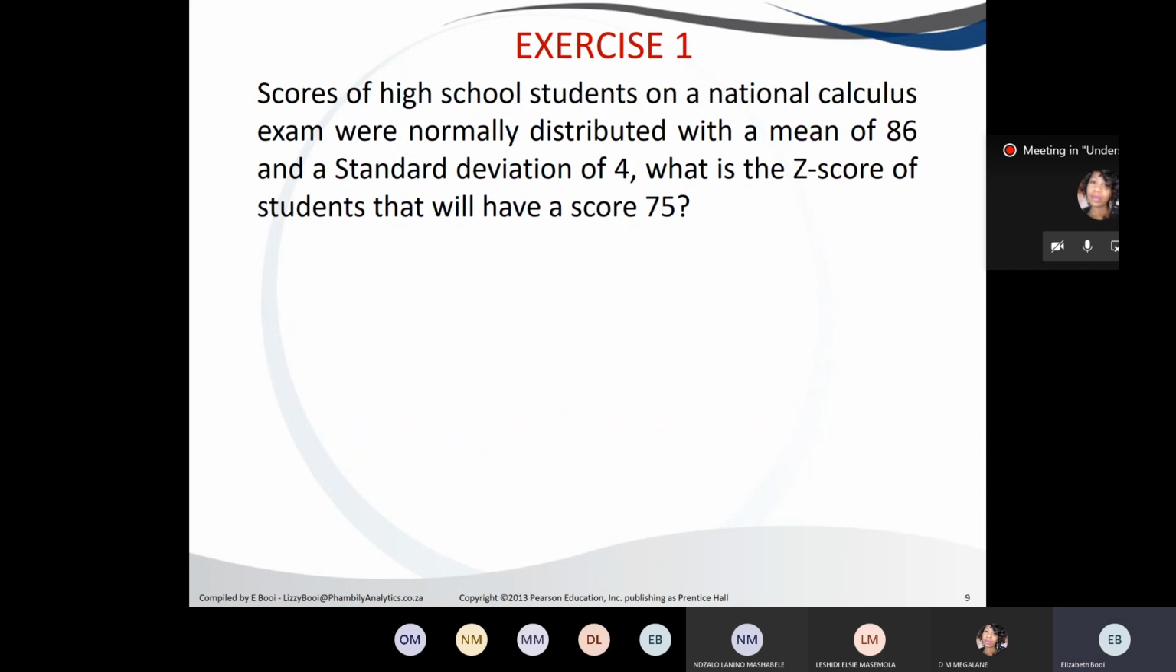I was going to ask you to do this exercise, but we're going to do it together. Scores of high school students on a national calculus exam were normally distributed with the mean of 86 and the standard deviation of 4. What is the z-score of students that will have a score of 75?